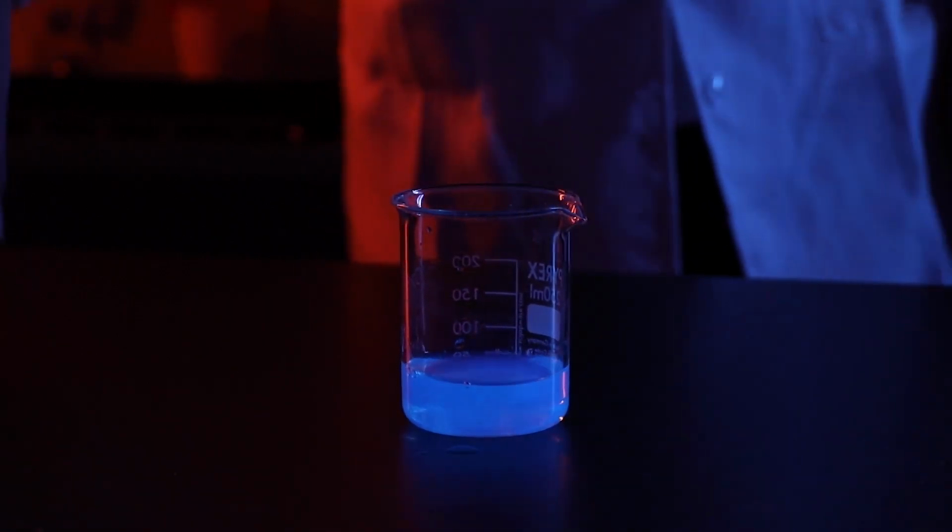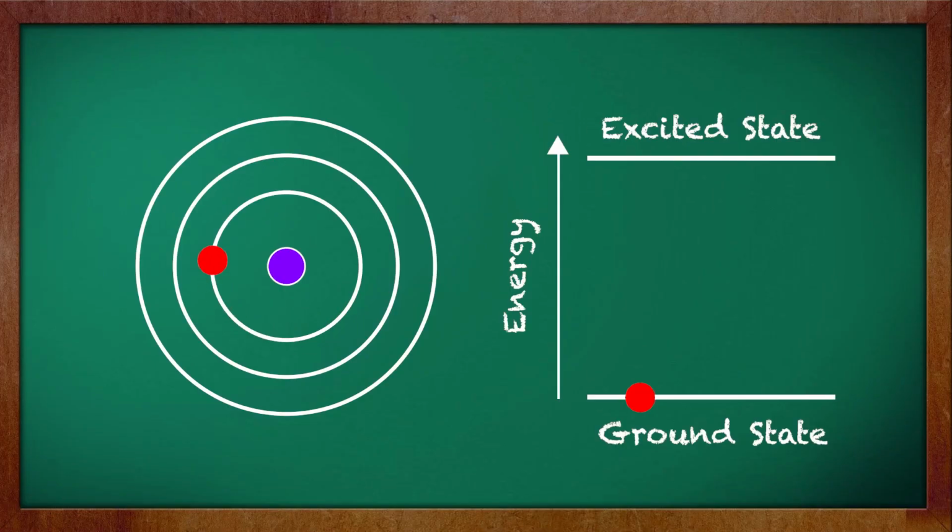Wow, can you see that? The solution starts glowing. Do you know why? This is because during the reaction, an electron inside luminol has been made excited because of the reaction. And then that electron is transited back into its ground state and emits blue visible light.